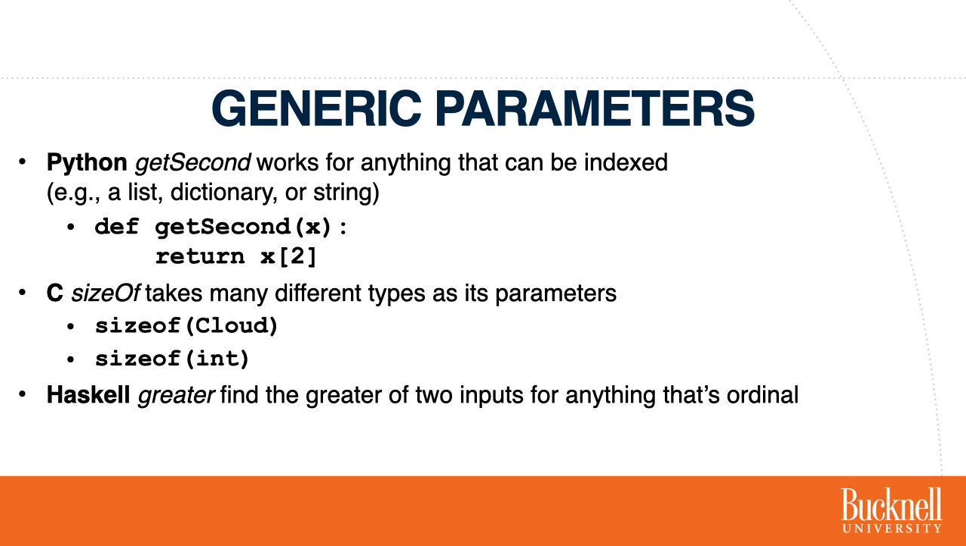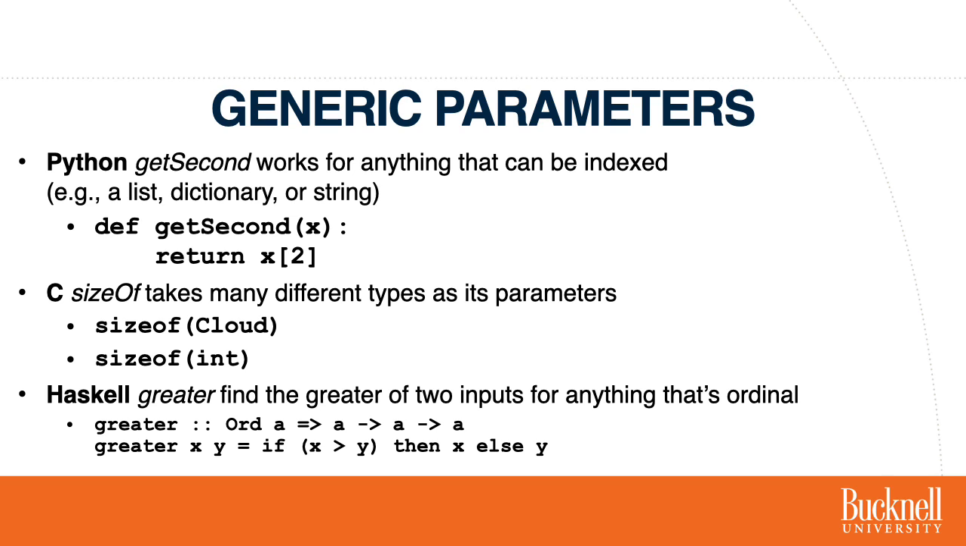In Haskell, we can define a greater function that will work for anything that's ordinal. To explain the syntax here, we're defining a function greater and saying it takes a type that is ordinal. And in fact, it takes two things that are ordinal of the same type and returns something of the same type. And then we define inside of that function greater x y equals if x greater than y, then x, else y. In other words, if x is greater than y, return x, otherwise return y.